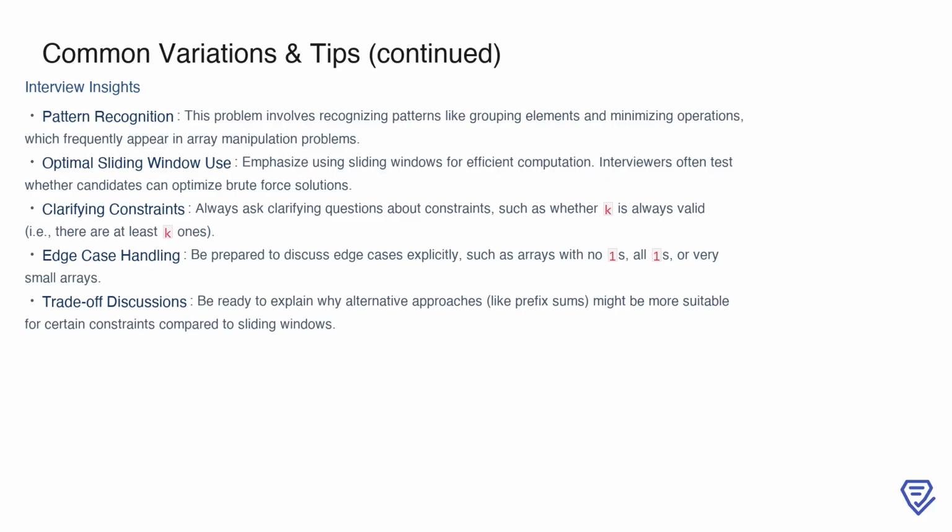Additionally, it's vital to ask clarifying questions, such as whether k is guaranteed to be valid, that is, whether there are at least k ones in the array. Handling edge cases is another key discussion point. Be ready to explain how you would approach situations where the array has no ones, is entirely ones, or is very small. Finally, you may be asked to discuss trade-offs between different approaches, such as sliding windows versus prefix sums, and explain which is more suitable under certain constraints.